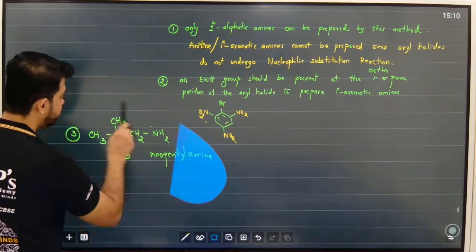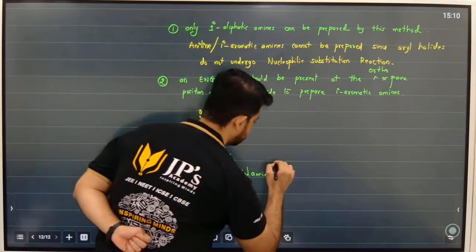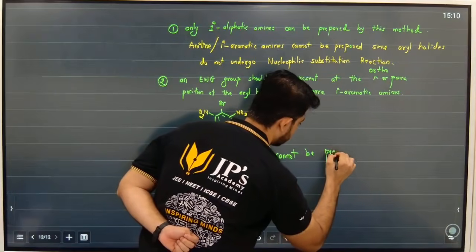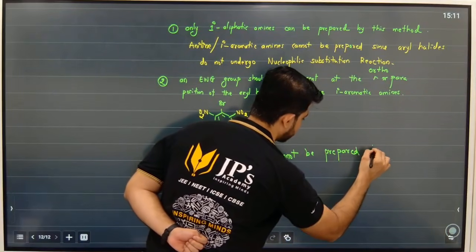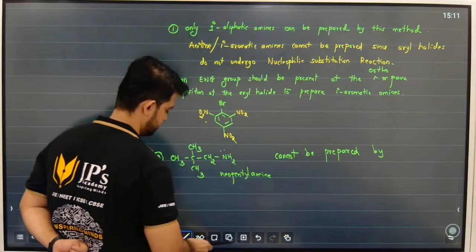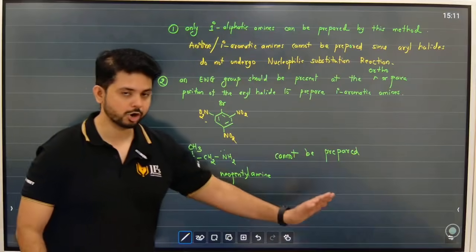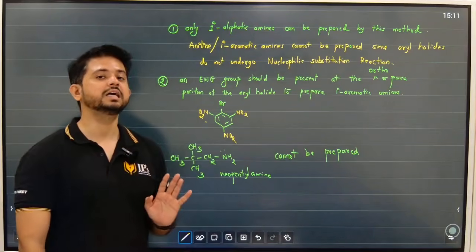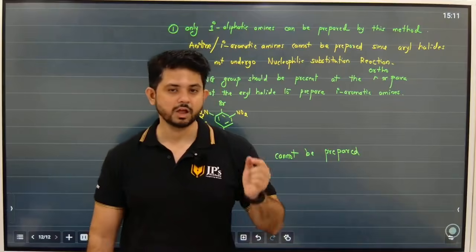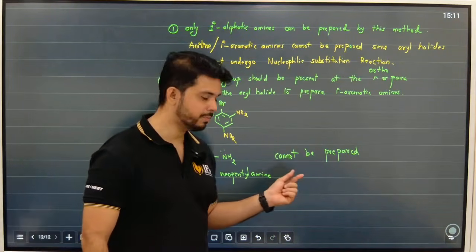So even neopentyl amine cannot be prepared by Gabriel phthalimide synthesis. I'm not writing it fully, I'm just writing that neopentyl amine also cannot be prepared by Gabriel phthalimide synthesis. I want students to put the answer in comments. Why do you think we cannot prepare neopentyl amine?